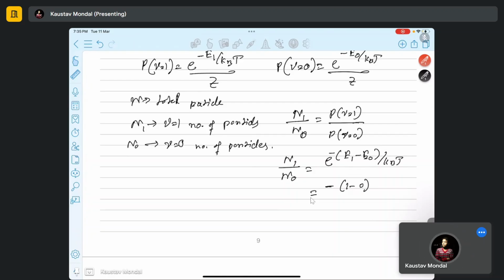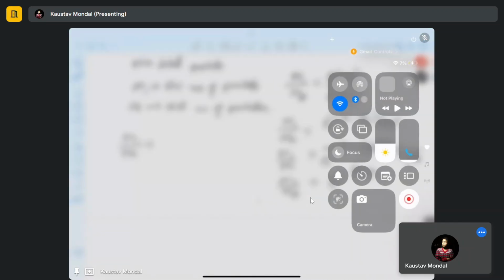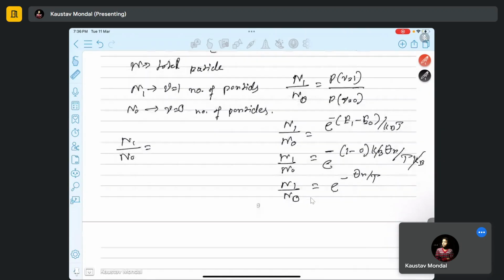That is 1 minus 0 by kB, theta by T, and one by epsilon. So it gives you e to the power minus theta by T, since kB cancels. So this gives you n1 by n0 equal to e to the power minus 3240 by T.